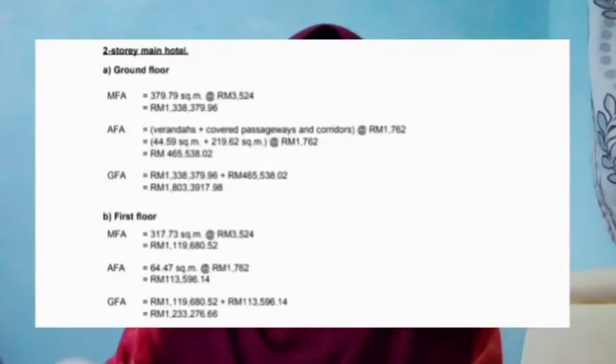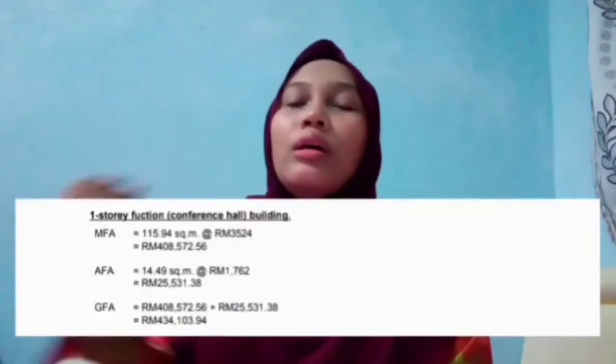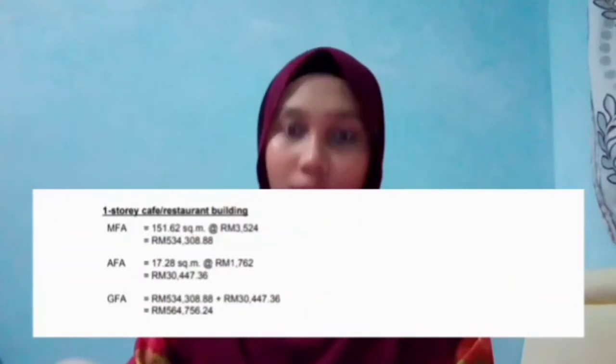As you can see, the working here, we times 3,524 to each floor area, the main floor area. And for the ancillary floor area, we times it by 1,762.